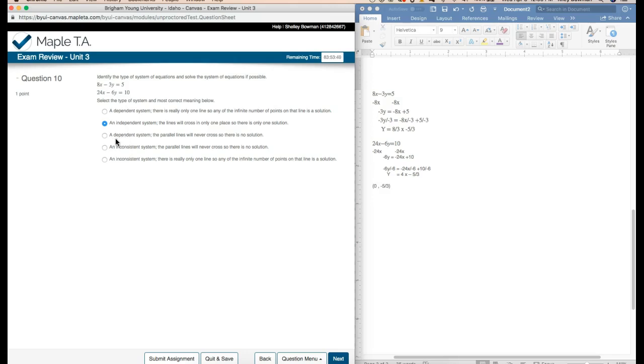And just like the other two, they threw in a couple of things to throw you off. It's saying dependent is parallel, and that's wrong, so even this whole thing here doesn't make sense. An inconsistent system is parallel, and that is the true definition for inconsistent, but ours isn't an inconsistent system. And here, inconsistent, there's only one line, so this is the wrong definition for inconsistent. This definition goes with dependent. But this is our answer.